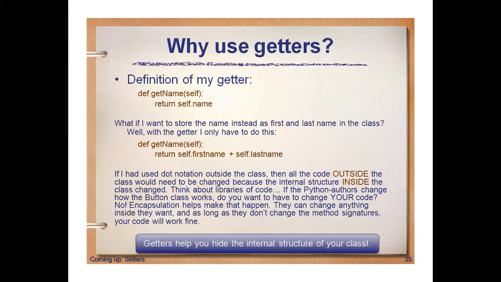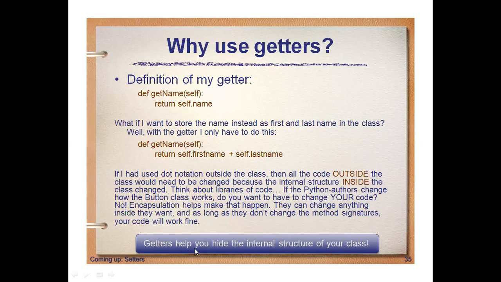So why do we use getters? The definition we have already seen: to get some information. If I want to store the name as first and last name in the class, we will have it with the help of a getter, right? Get name, what is get name? That is the first name, known as ABC, and the last name as XY. If I want to use dot notation outside the class, then I can use this particular code outside it.